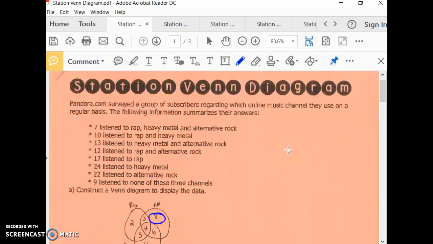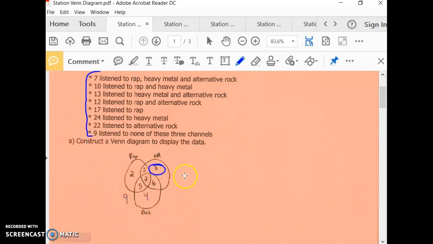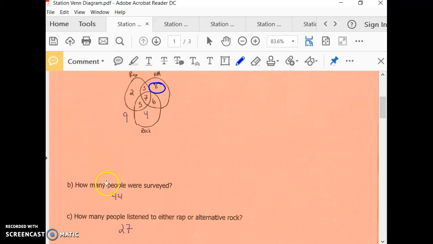Okay, so we're talking about Venn diagrams. Guys, survey problems. My gut feeling is you're going to have one of those. You've got to put all this information into your Venn diagram. So when you do that, how many people were surveyed? To get that, you have to add all of that information up.